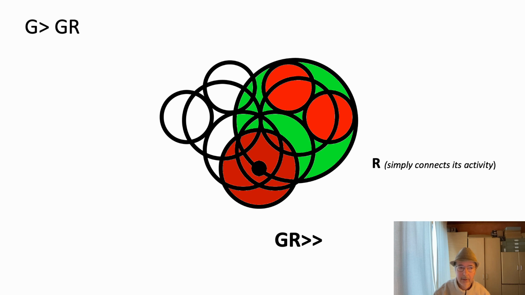So the gr is a combination of G and R. The R is always simply trying to connect the whole activity. So if I try to connect these two areas that are involved, I could end up in this area, but it's not necessary. It also depends on the focus of the letters that will be involved in the word that I will express.